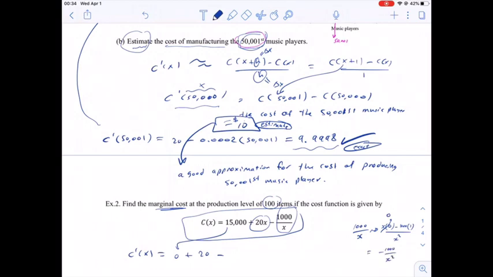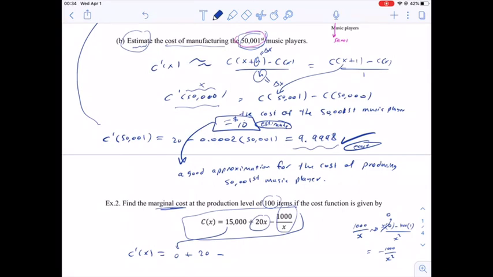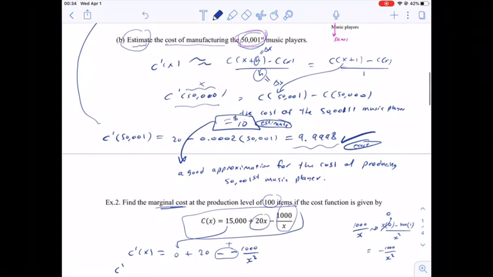So this is 0. We get negative 1000 over x squared. So we can write it here: minus 1000 over x squared. Minus minus is plus. Now we want to find the marginal cost at level 100, so we just plug 100 here. We have 20 minus 1000 over 100 squared. This is 20 minus 1000 over 10,000. Cancel 3 zeros. We get 20 minus 0.1, and that's $19.9.